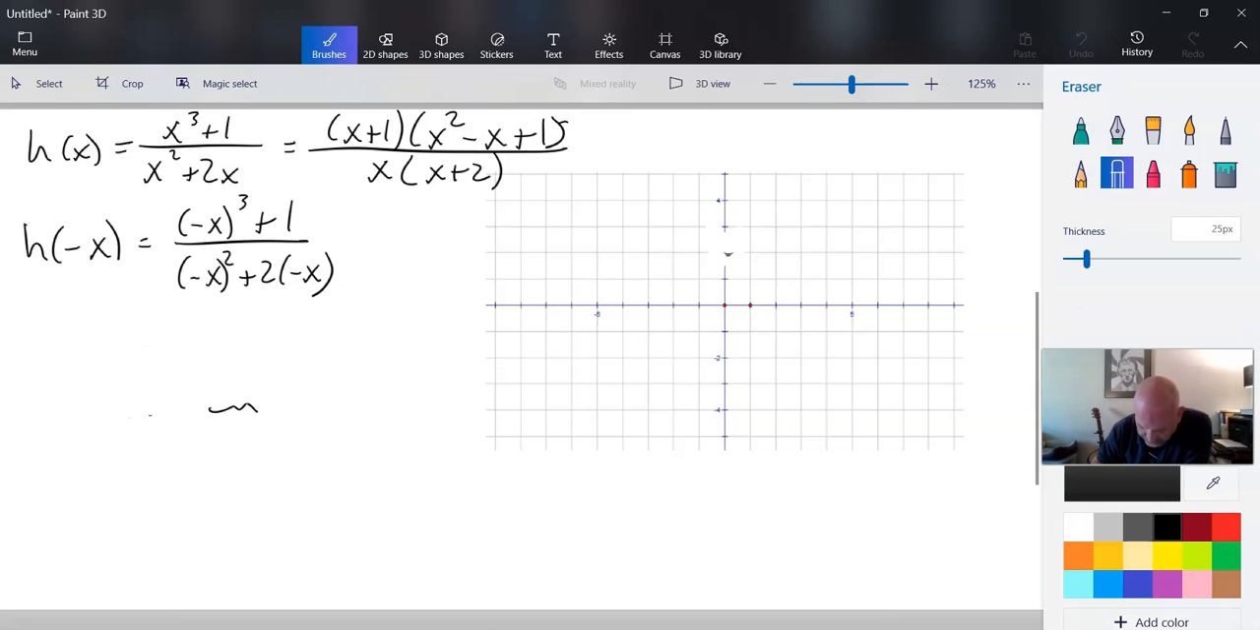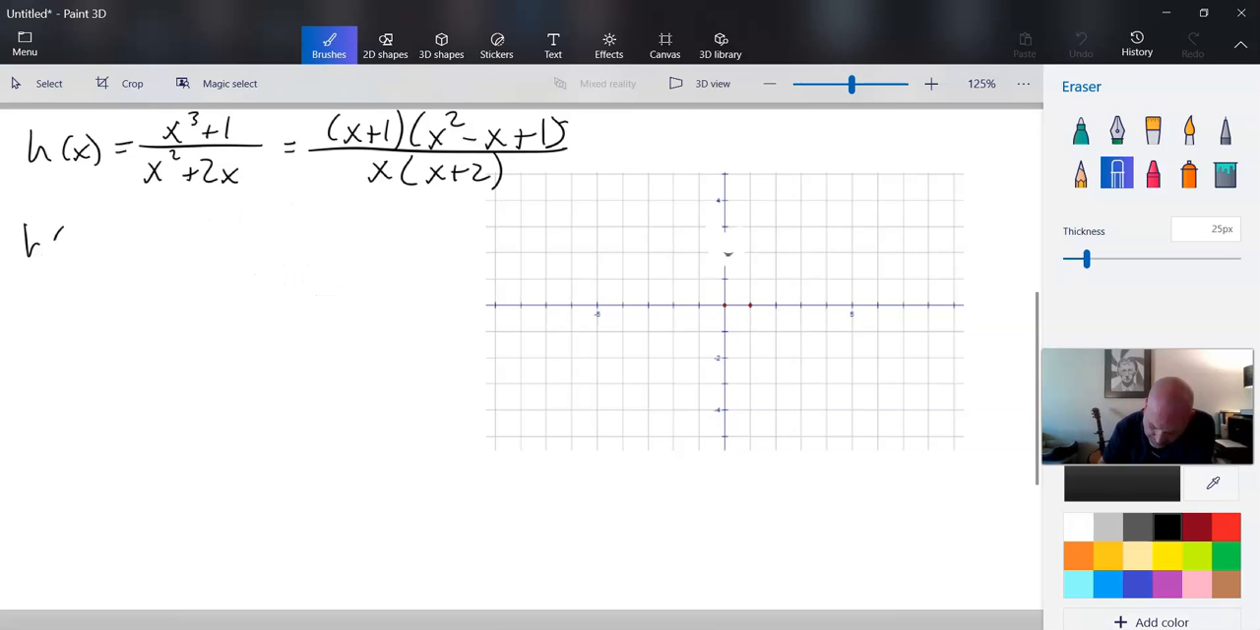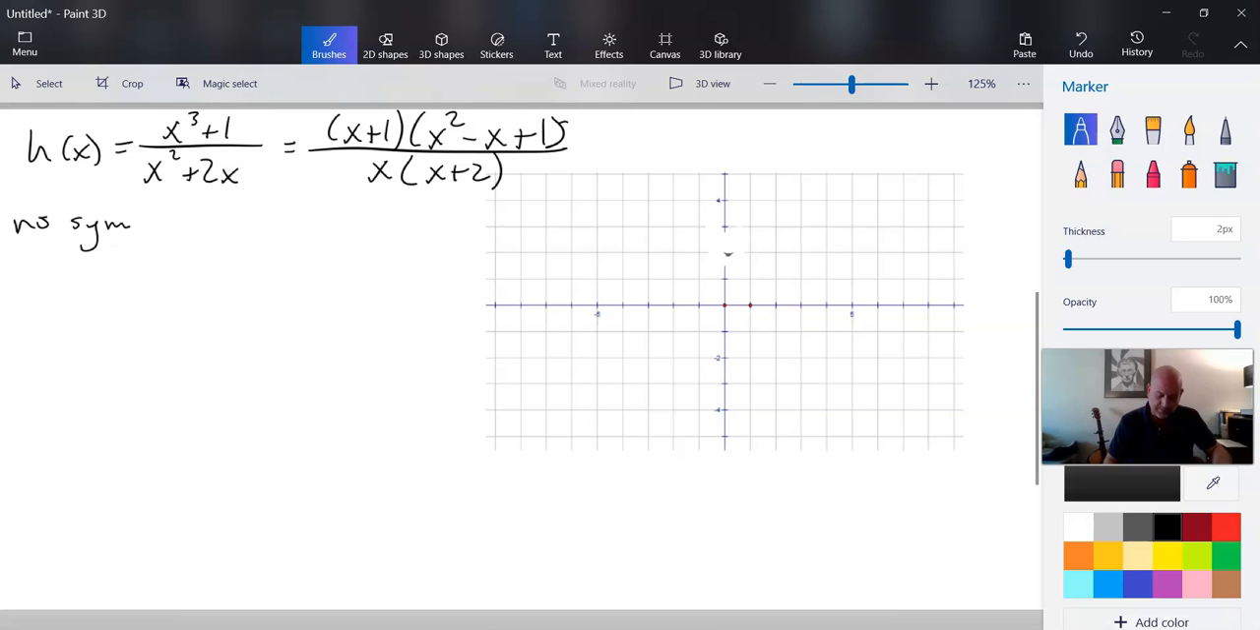Okay, so there's no symmetry. And I'm just going to write that down. Okay, so no symmetry. So we'll start there.